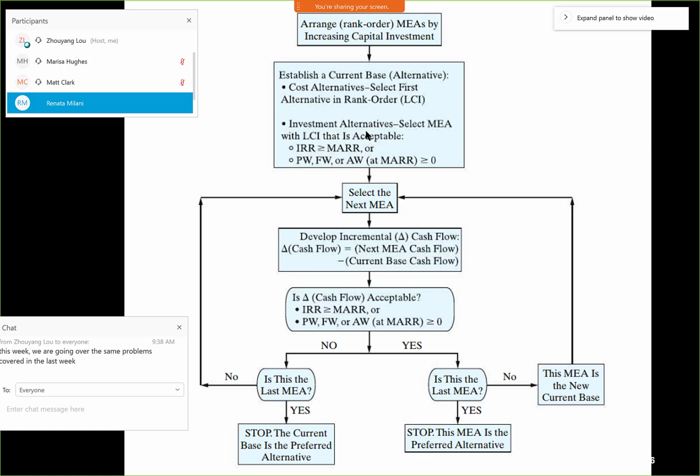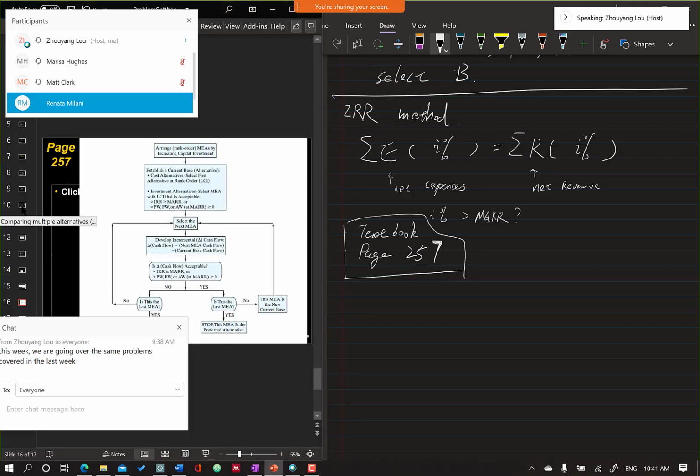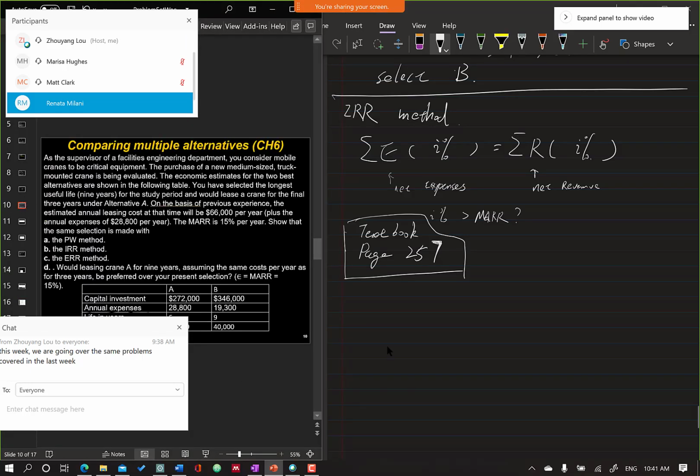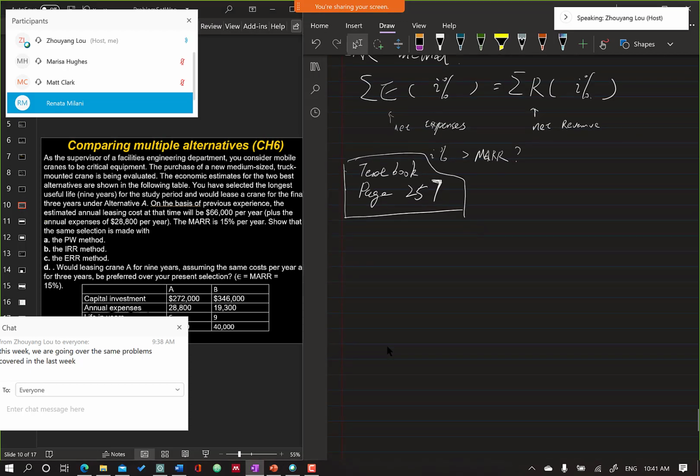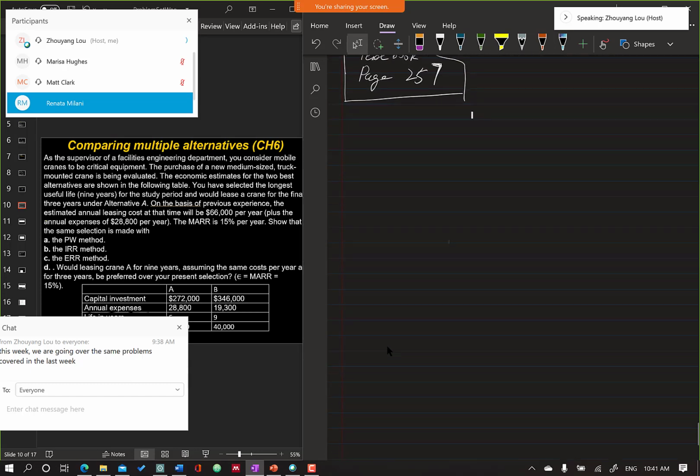And based on the method we want to use, we choose a corresponding method and calculate either IRR or present worth or future worth, and then determine which project we should choose. And that's the general big picture. And then let me jump back. So now I'm just using this problem to explain how we're gonna do this method.